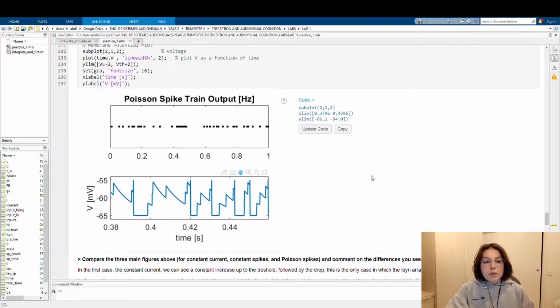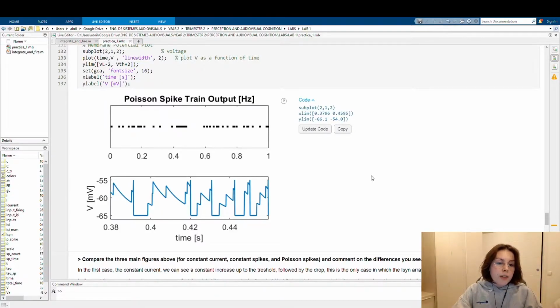Next up, we're asked, what causes this membrane potential to rise? That would be the input current by the neighboring synapses, which generate an action potential whenever it surpasses the threshold value.